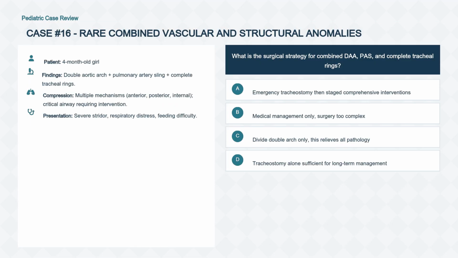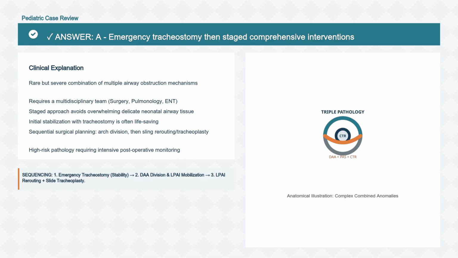Question 16. Rare combined anomalies. A 4-month-old girl has severe stridor and respiratory distress. Findings include a double aortic arch, pulmonary artery sling, and complete tracheal rings, creating multiple mechanisms of compression. What is the appropriate surgical strategy? Option A. Emergency tracheostomy, then staged comprehensive interventions. Option B. Medical management only. Option C. Divide double arch only. Option D. Tracheostomy alone sufficient. The correct answer is option A.